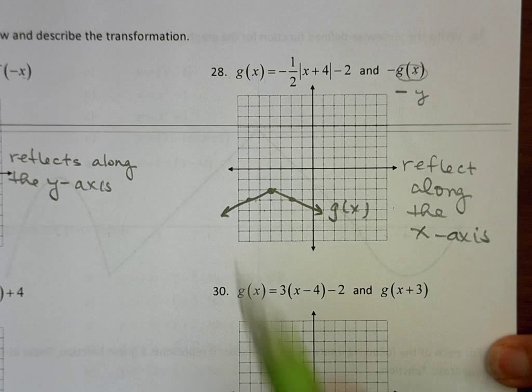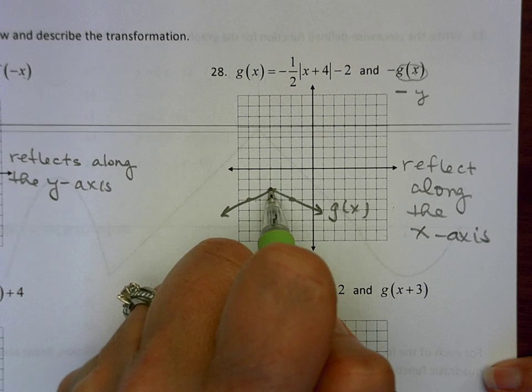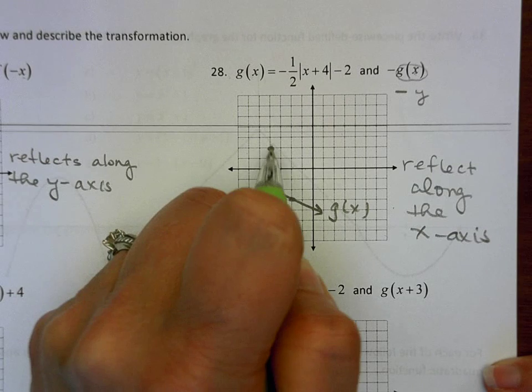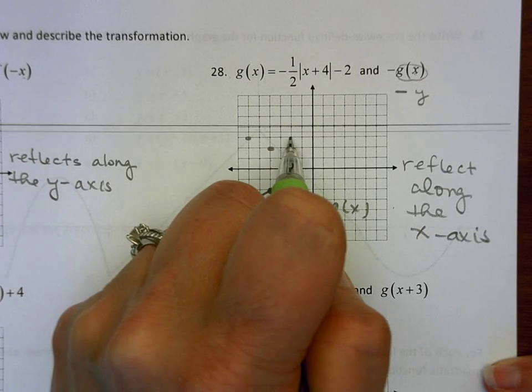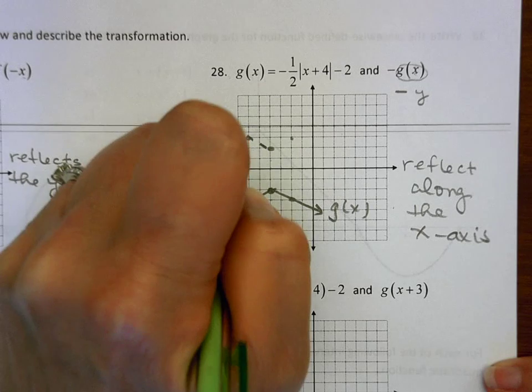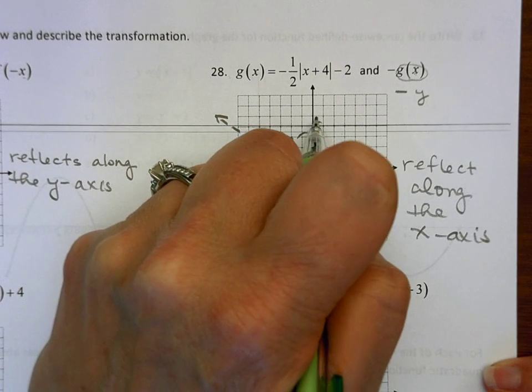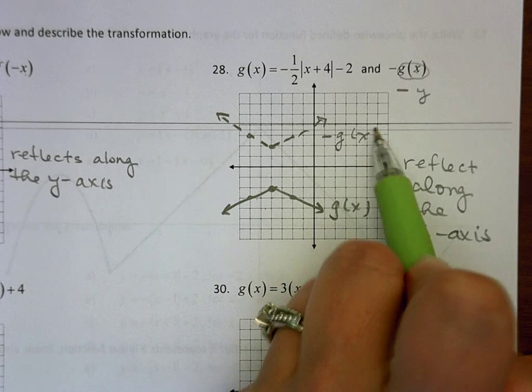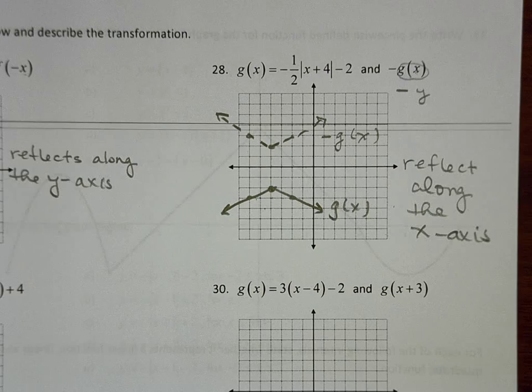So instead of being down here at 2, it's actually going to go up here at 2. Same stretch. Up 1 though, over 2, up 1 over 2. Just so it reflects. I'm going to use a dotted line to distinguish. And so then that would be -g of x. Okay. All right, number 29.